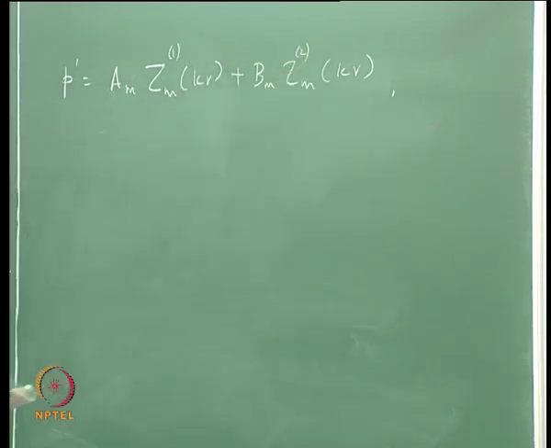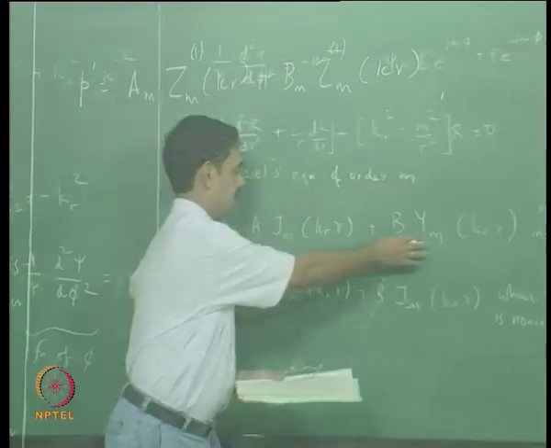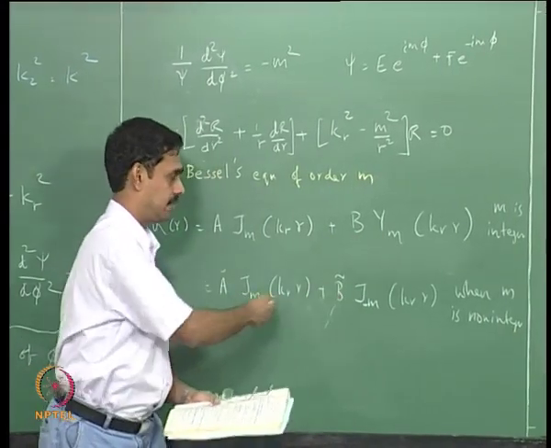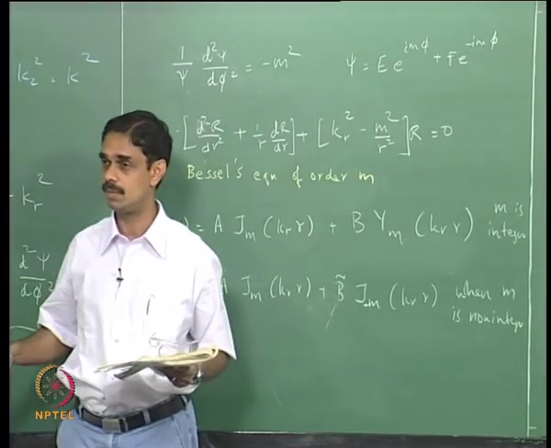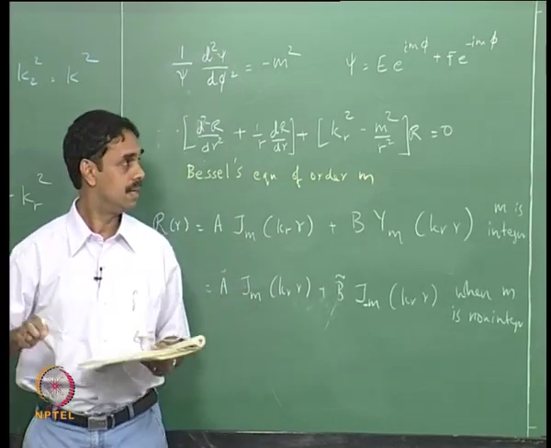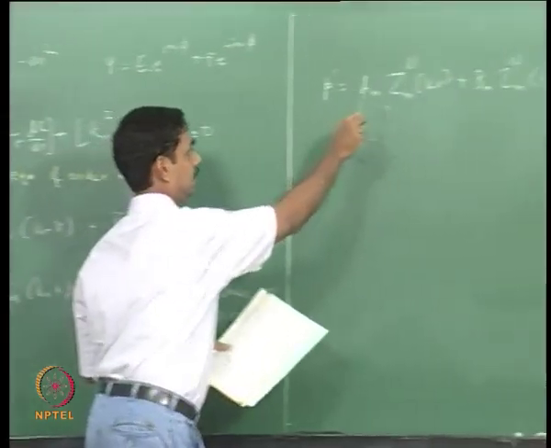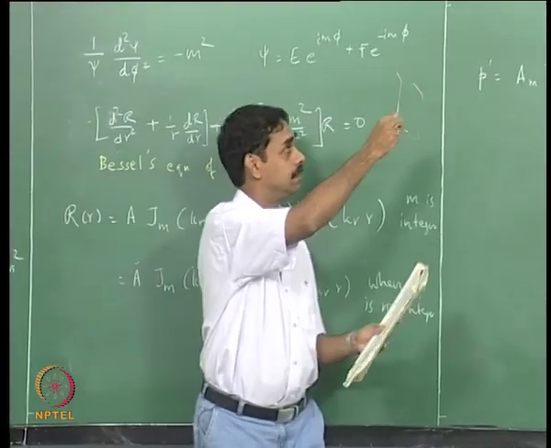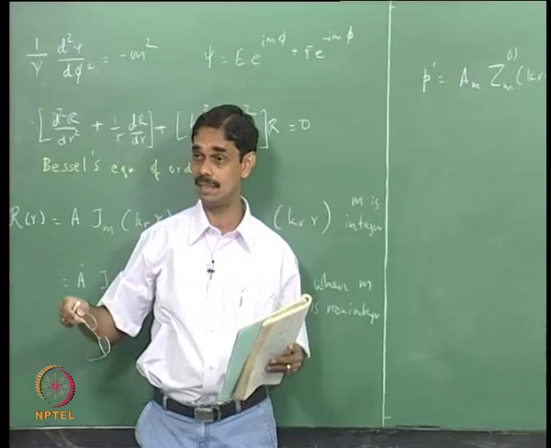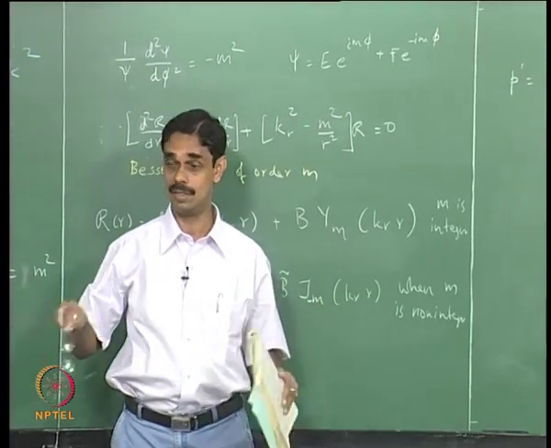So Z is the generalized cylinder function, which can be written as J or Y, or J of m and J of minus m, or you can also write it in terms of Hankel functions, which are J plus iY and J minus iY. All can be represented by this general cylinder function Z, and the superscript denotes the first kind, second kind. So you always have to have two solutions, right? And m denotes the order.